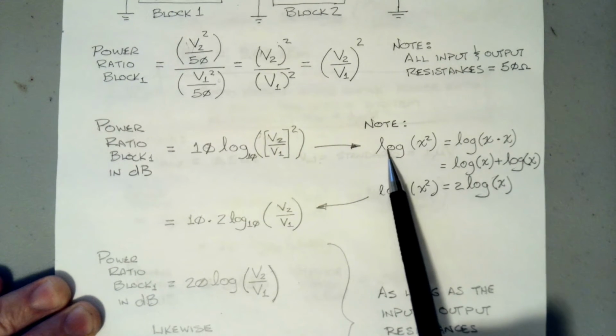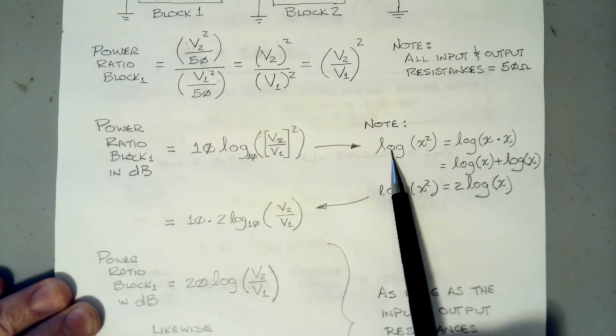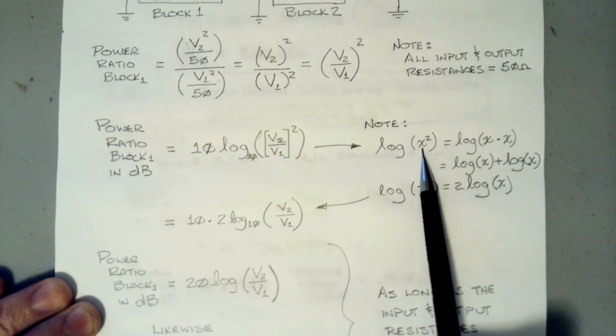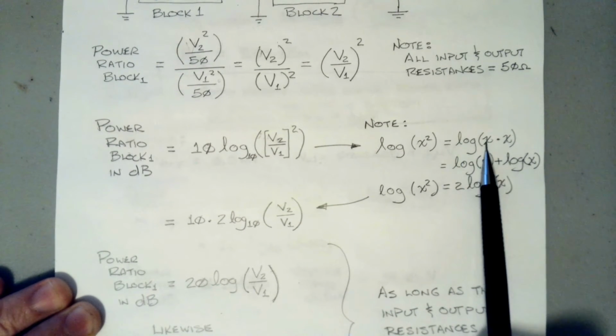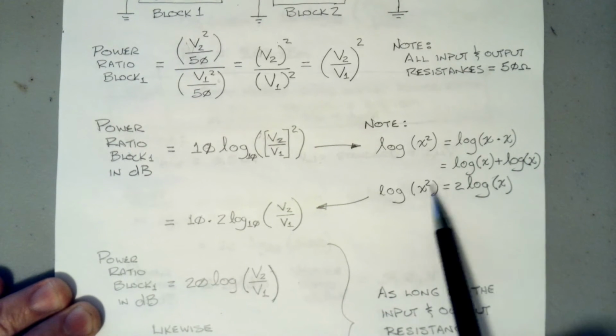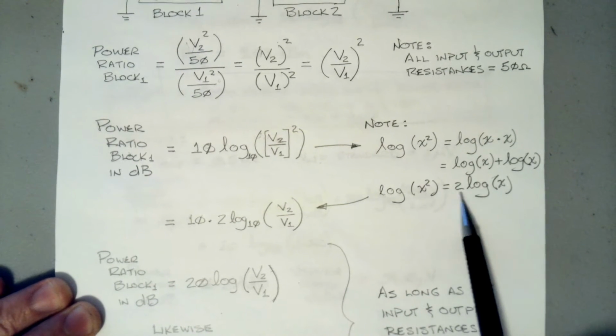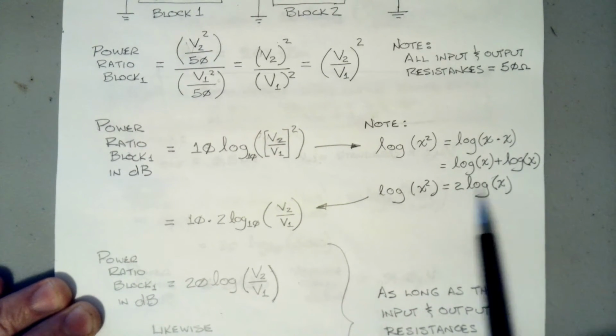Now, if you remember, the log of a product is the sum of the logs. I'll say that again. The log of a product is the sum of the logs. So the log of x squared, that's the log of the product x times x. And that's the same thing there, it's the sum of log x plus log x. And that means the log of x squared is equal to twice the log of x.